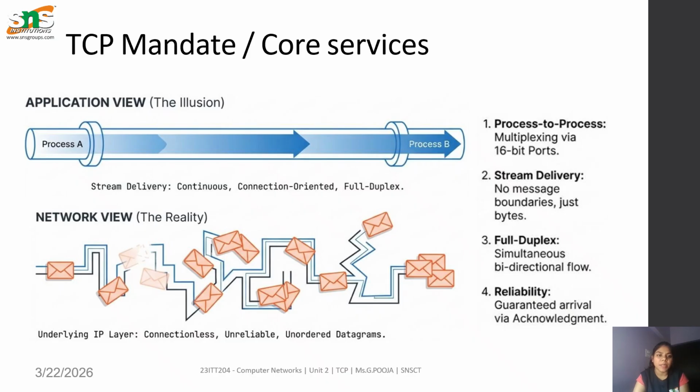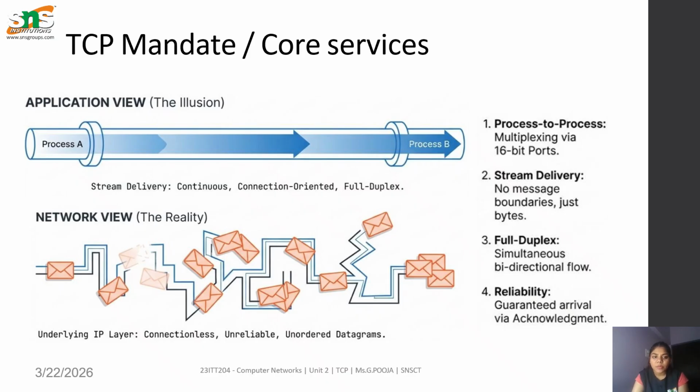First one is the application view, how it is being done. Process A goes through a series of steps and then goes to process B. So it is a process-to-process mechanism, and multiplexing is done here. It uses 16-bit ports. Here the delivery is continuous, it is connection oriented, and it is a full duplex model.